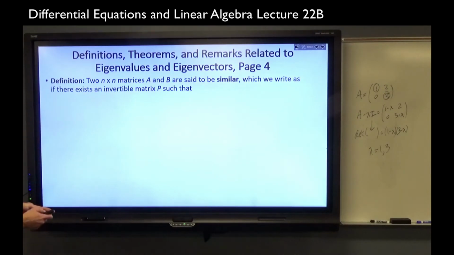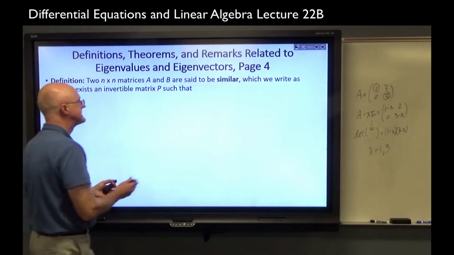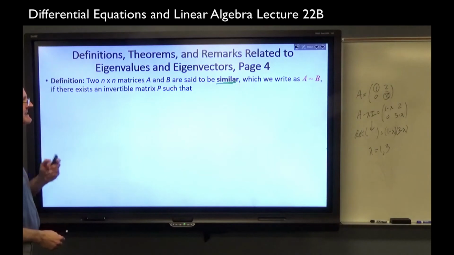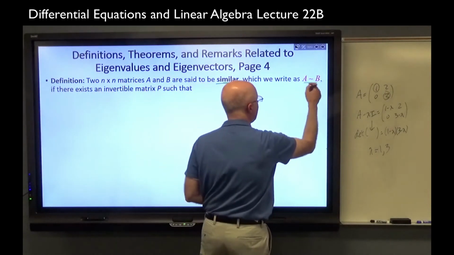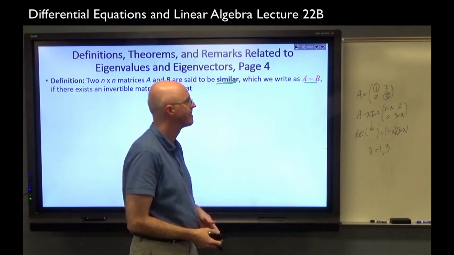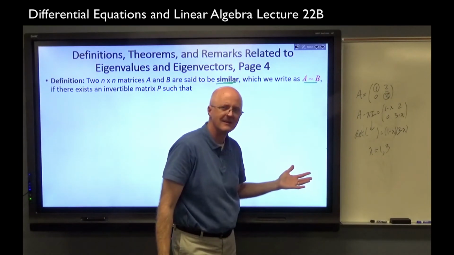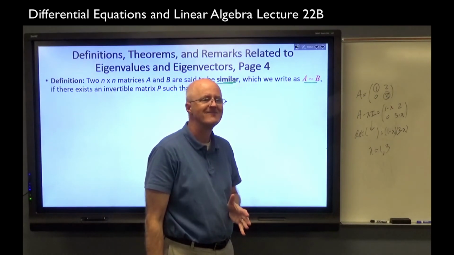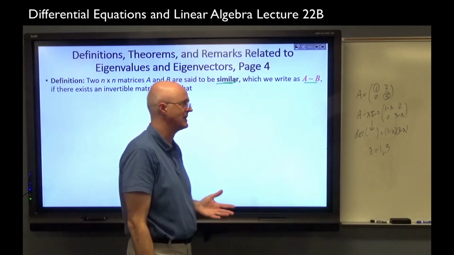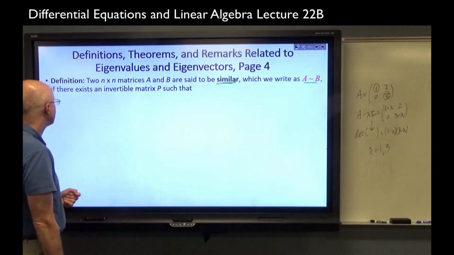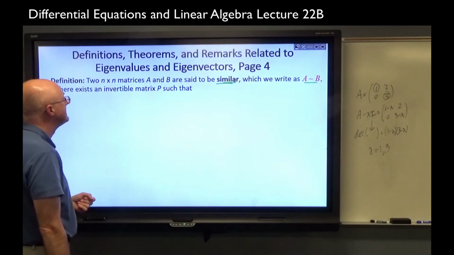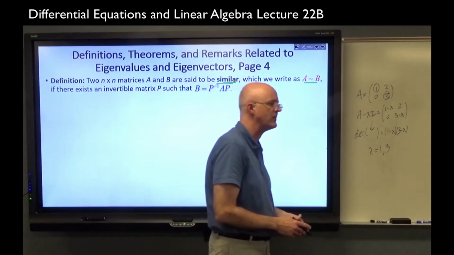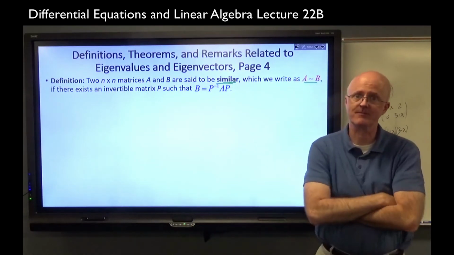Definition. Two n by n matrices A and B are said to be similar. That's the definition. We're defining what similar matrices means, which we write as this notation: A tilde B. What is the tilde? It's not an equal sign, not even an approximate equal sign. It's just saying these are somehow similar to each other in certain ways that we will see, if there exists an invertible matrix P such that B equals P inverse times A times P. What a weird definition, but super important.